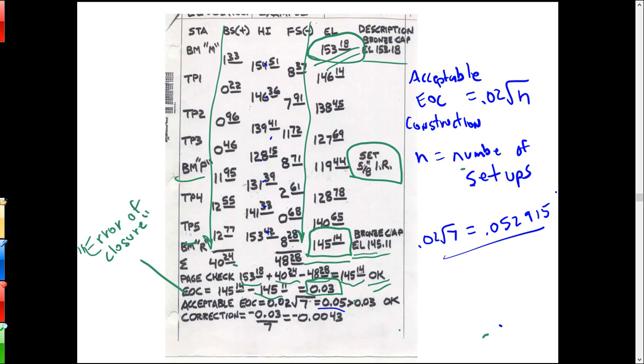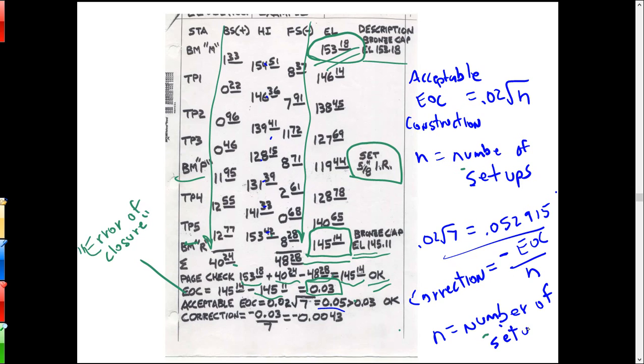Now the next thing I'm going to do is correct, okay? Now, the correction, and you might want to write this down. I don't know if I've got this for you or not, so why don't you write it down for now, is the negative, because I came in high, I want to adjust down, is the negative of the error of closure over the number of setups, which is n. Okay? So lacking any better information, what I'm going to assume is that error just accumulated slowly.